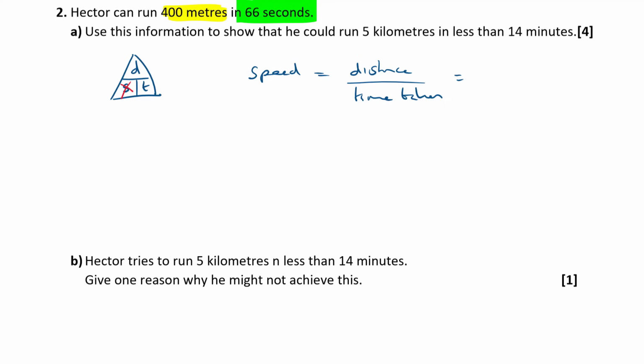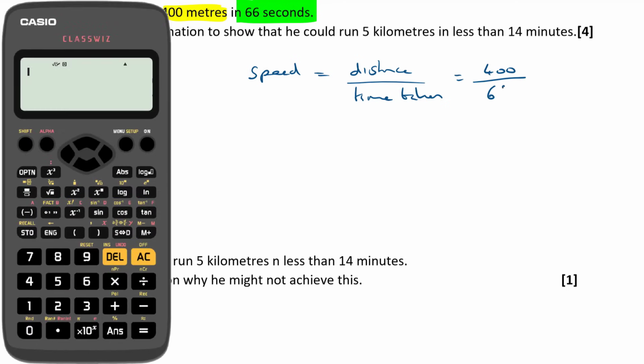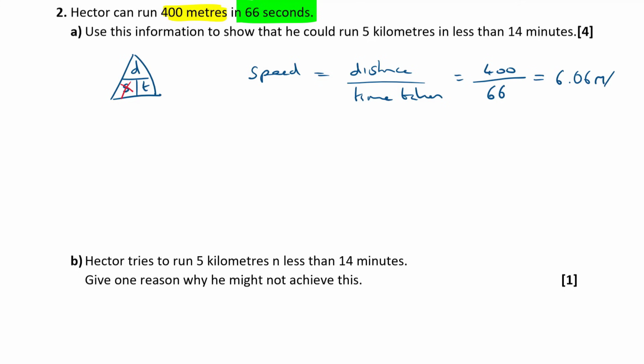So that would be 400 meters in 66 seconds. So calculator, what's 400 divided by 66? That comes out to be 6.06 recurring, 060606. I'm just going to round it off to 6.06. So that is 6.06 meters per second, isn't it? That's the speed they're traveling at. So if we know that that's the speed, and I'm going to be running 5 kilometers, how long is it going to take me to run 5 kilometers at 6.06 meters per second?